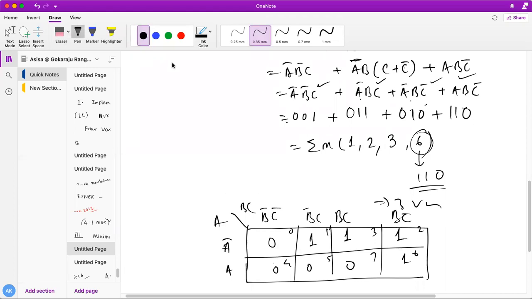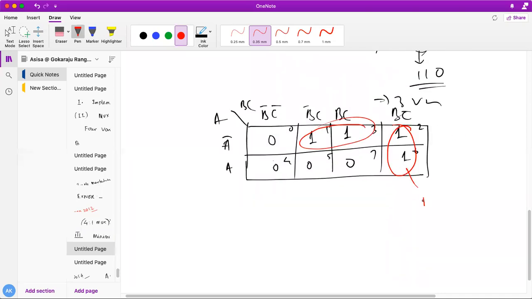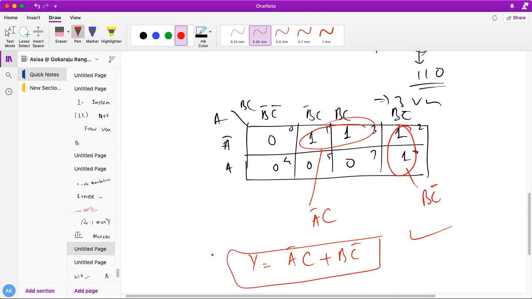Okay, so now you can just combine it up. How to combine it up? Very simple, you just have to combine these two and these two. So finally, what will you get? This is your BC, this is your BC bar. And finally you get the minimized output, which is A bar C or BC bar. Obviously this choice will be there, you just pick it up.